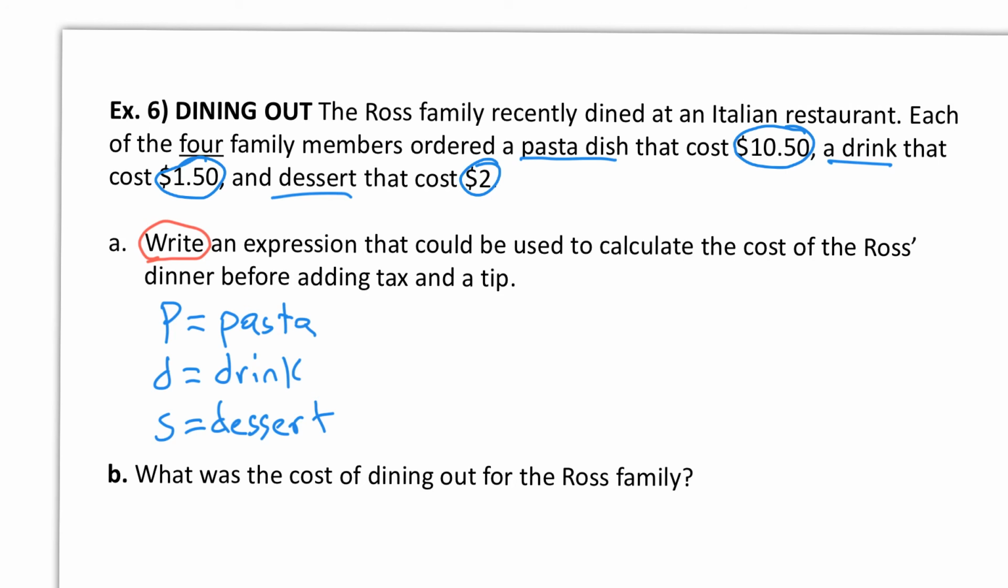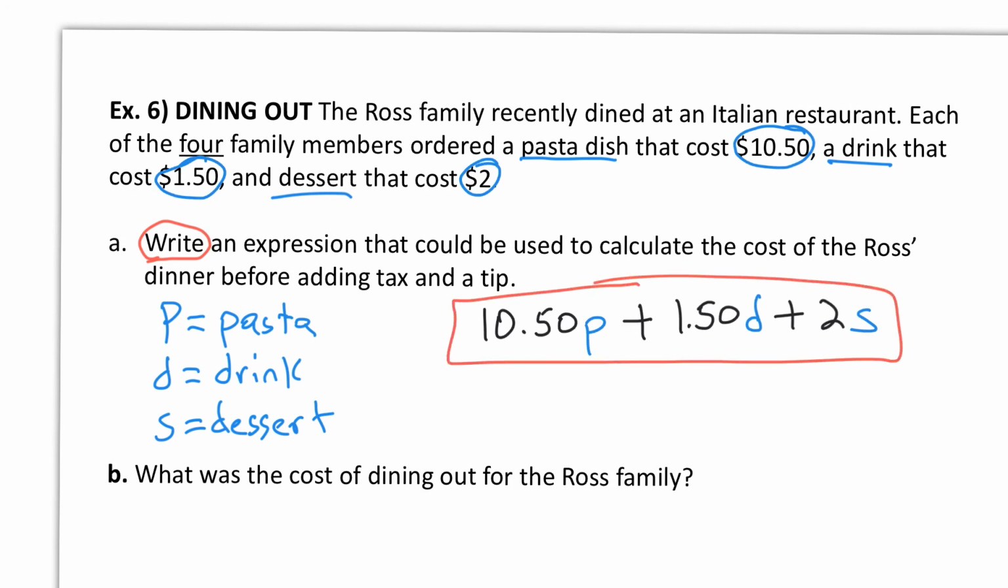I'm going to use the prices for each item. So right now we have pasta. So we have $10.50 for pasta plus the price for drinks, which is $1.50 for drinks. So I put a D representing the drinks and I have a P representing the pasta, plus $2 for my dessert. Okay, so part A, we got it. We have our expression. We have 10.50P plus 1.50D plus 2S. P, pasta, D, drinks, and S is desserts.